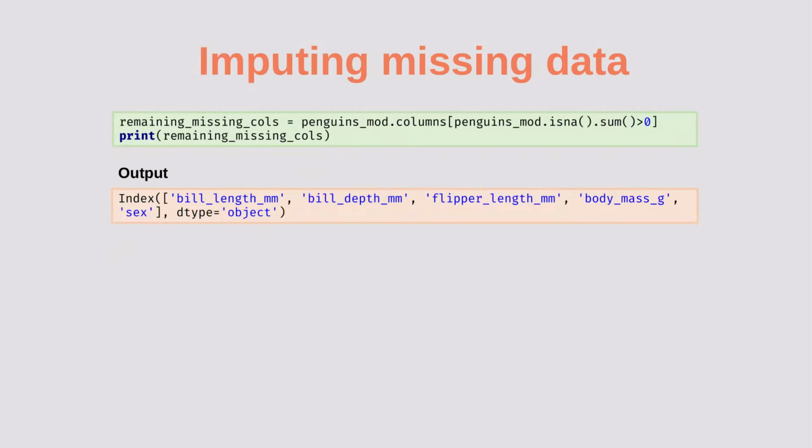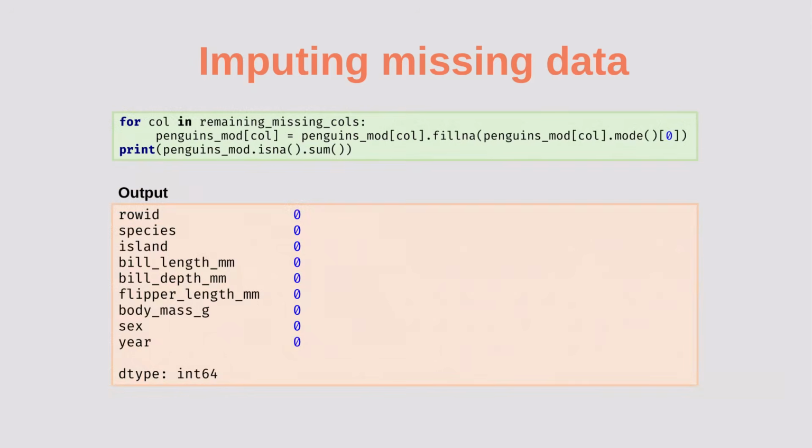Now let's learn how to impute missing values. First, we filter for the remaining columns with missing values using Boolean indexing. We see that there are 5 columns which still have missing values. To impute the mode for all 5 columns, we loop through them and use the fillna method, passing in the mode for each column. We access the mode by indexing the first item with square brackets, since mode returns a series. Checking for missing values again, we see that no column has any more missing data.